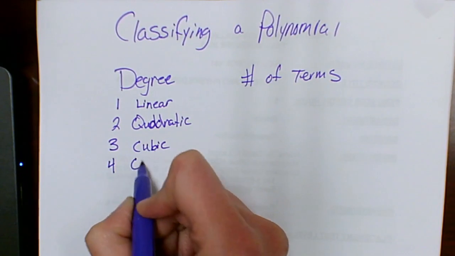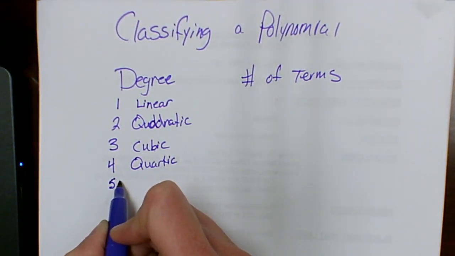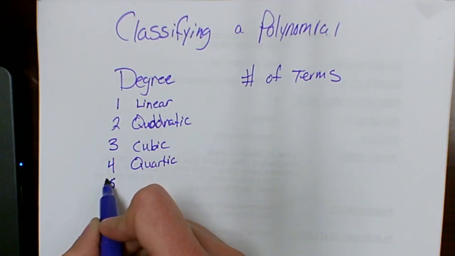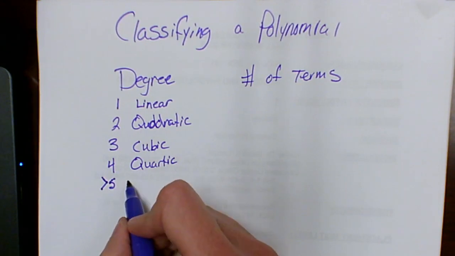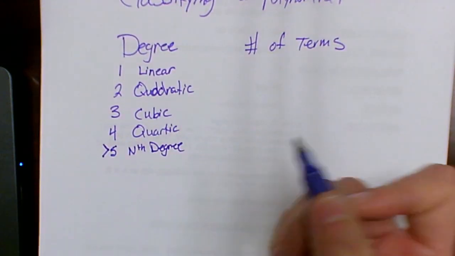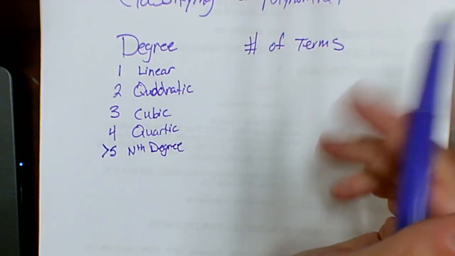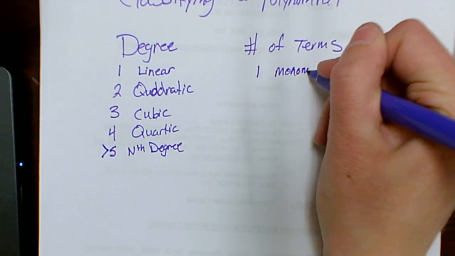To the third, it's a cubic. To the fourth, it's quartic. To the fifth and on, greater than 5, it's just the nth degree. And then we have the number of terms. If it has one term, it's a monomial.